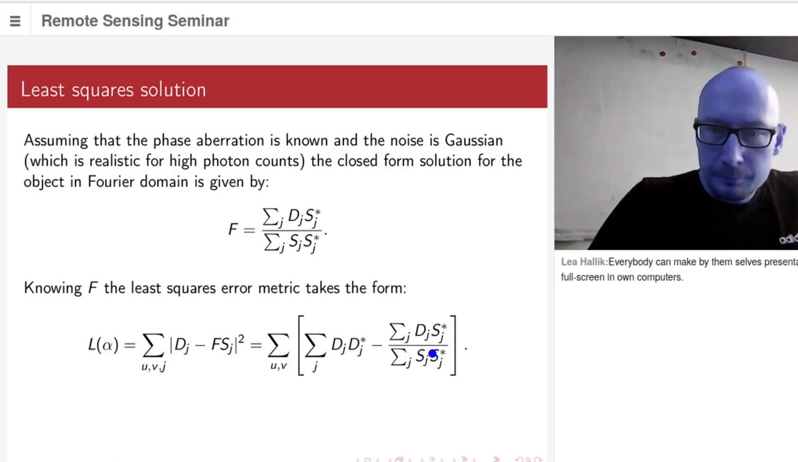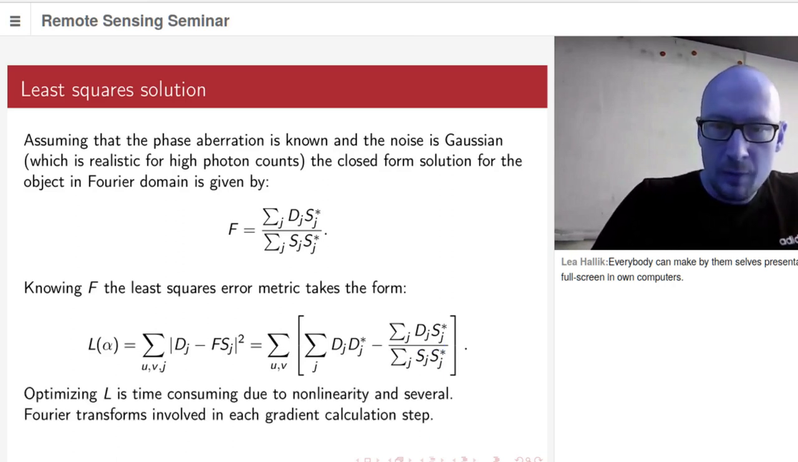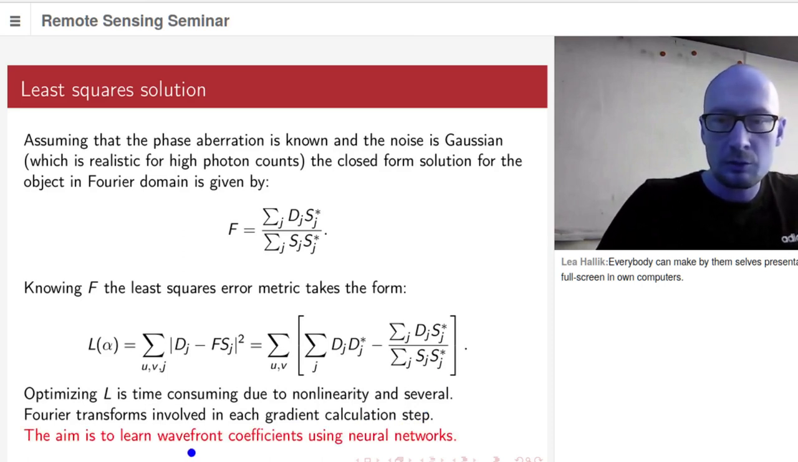And now you have this error metric, and optimizing this is very, very time consuming because it involves Fourier transforms and it is non-linear. So the idea is to use neural networks to do this whole thing.